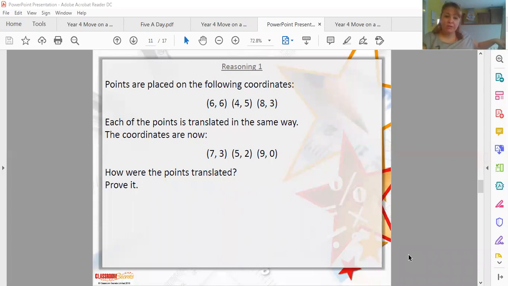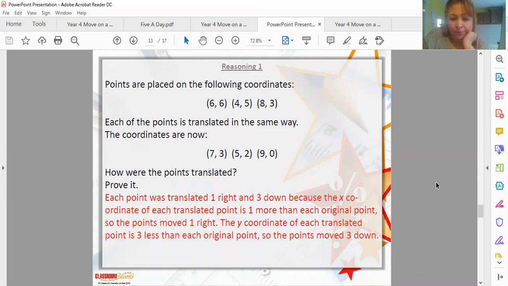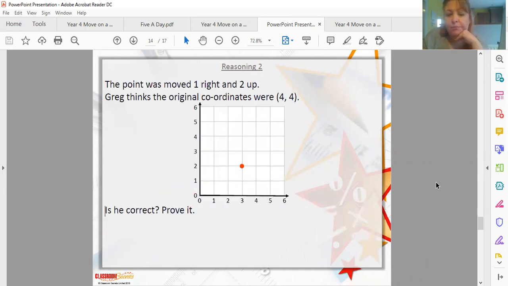So you would just need to answer this question. You would just need to say they all went right 1, down 3. And then you could draw the diagram to prove it. Especially helpful if you're not as confident writing the sentences. All right, so there you go. Reasoning 2: the point was moved 1 right and 2 up. Greg thinks the original coordinates were 4, 4. Is he correct? Prove it.